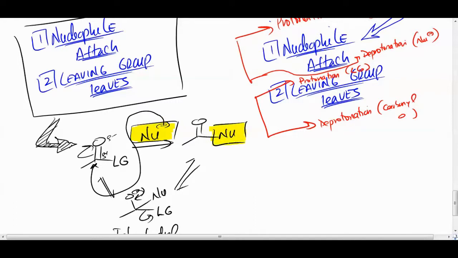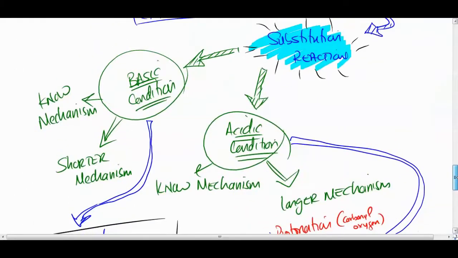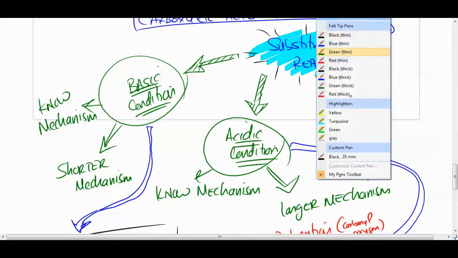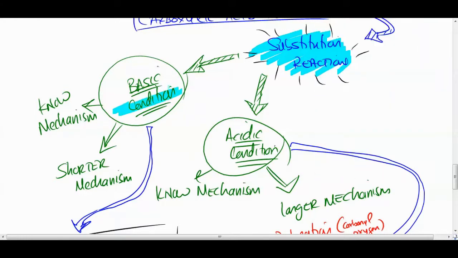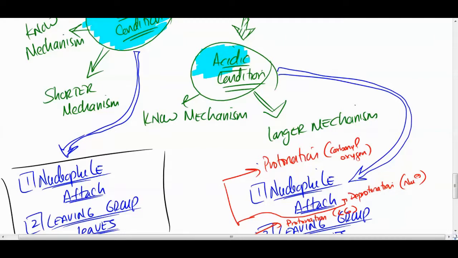So just notice that the nucleophile substituted the place of the leaving group, right? So it's very simple. Nucleophile attaches, leaving group leaves, and this is for the basic condition. Okay, now let's look at the acidic condition.